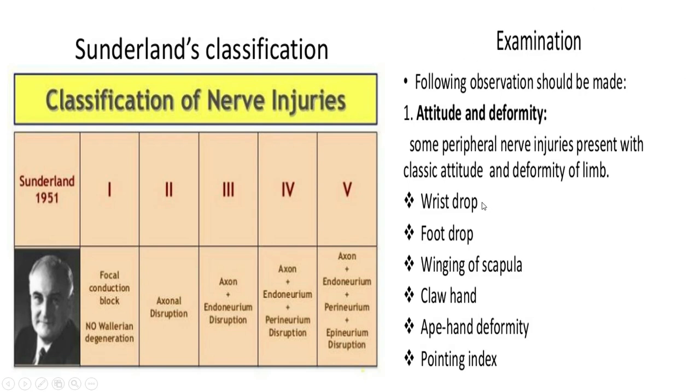Now what do we have to read for going to an exam? First of all, we have to read wrist drop, foot drop, winging of scapula, claw hand, Ape hand deformity, pointing index, and the deformities will be discussed one by one.